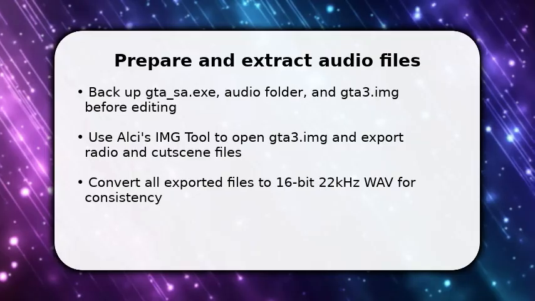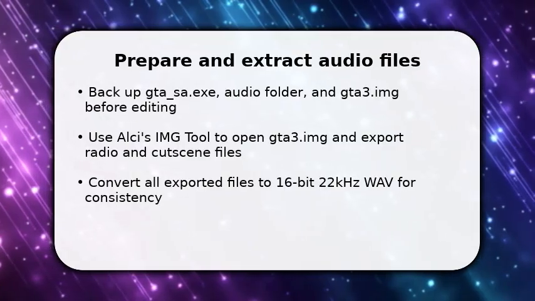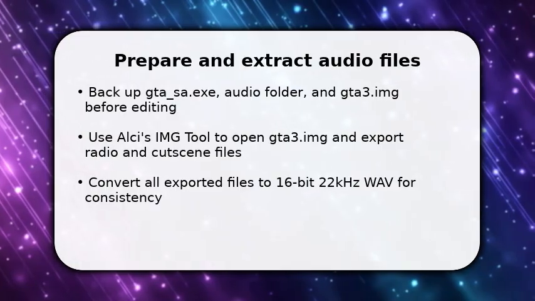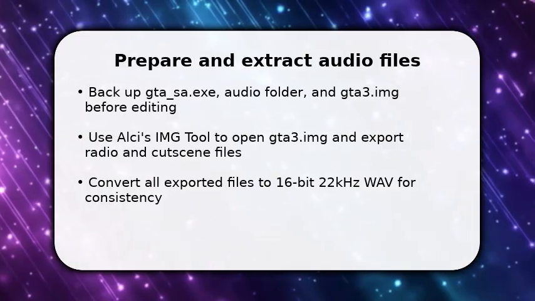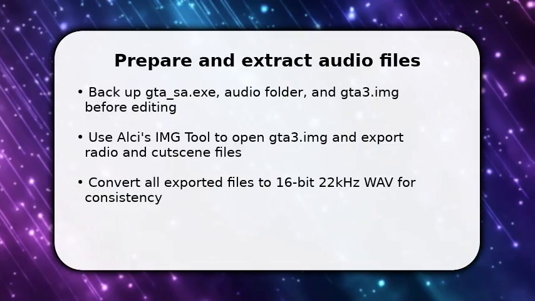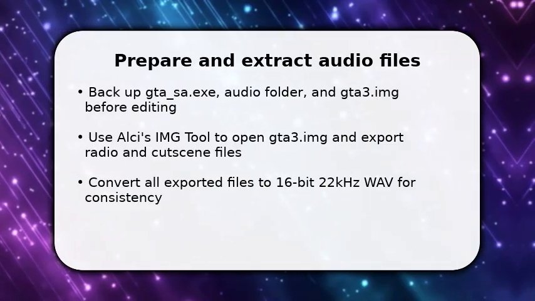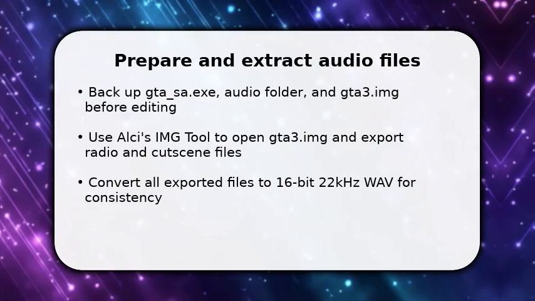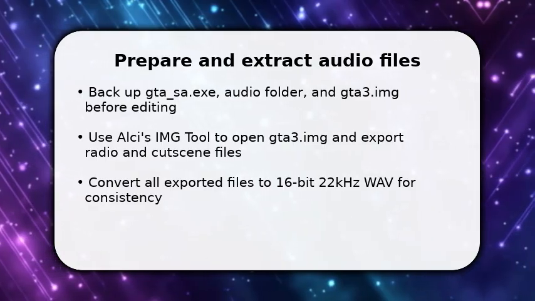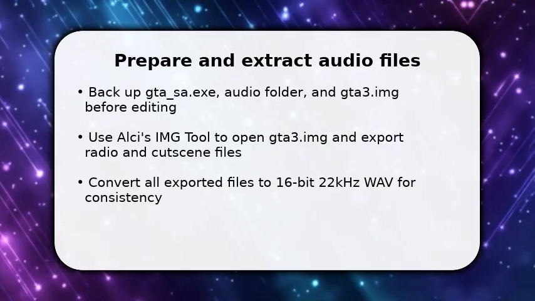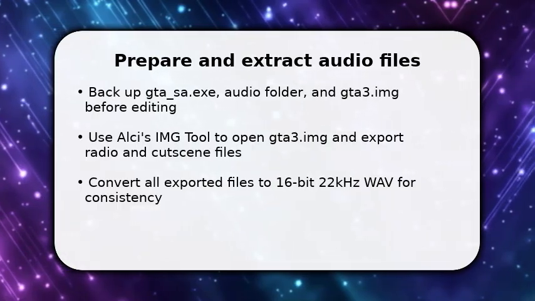You start by extracting the exact audio containers so you can replace broken streams. First, backup GTA SA.exe, the audio folder, and GTA3. Once done, open GTA3 with ALSI's IMG tool and export the radio and cutscene files you need.